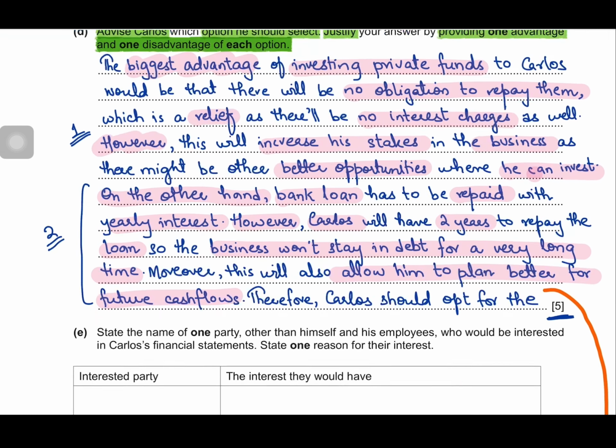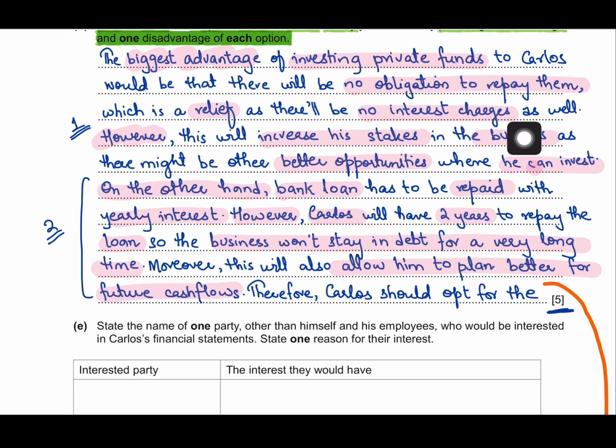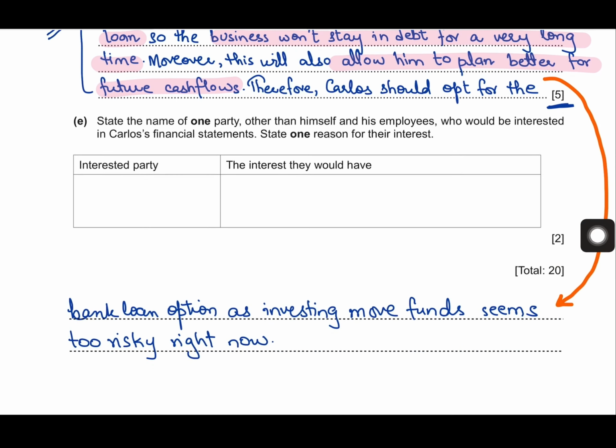Now, for how many marks have we covered so far? We have discussed the advantage and disadvantage of option 1 and same for option 2 as well. So we have 4 marks in hand right now. Now lastly, the recommendation. What do I recommend? Carlos should opt for the bank loan option, as investing more funds seems too risky right now. Right? In my opinion, I think that he should use the bank loan to improve his bank balance. That is totally up to you if you want to recommend the other option.